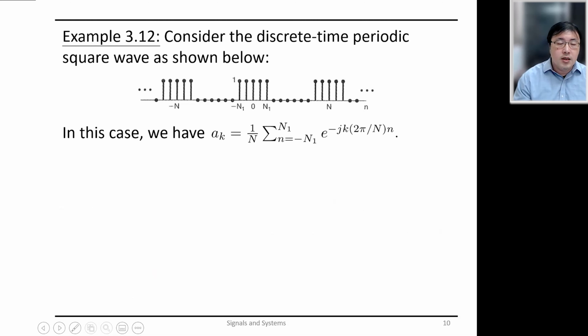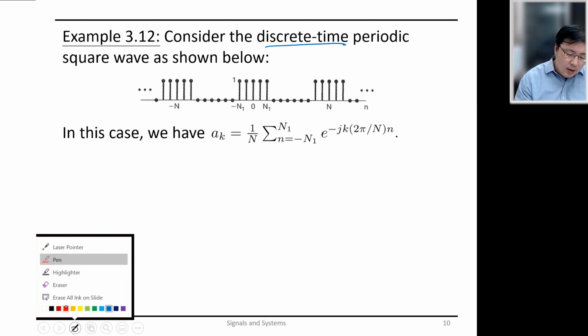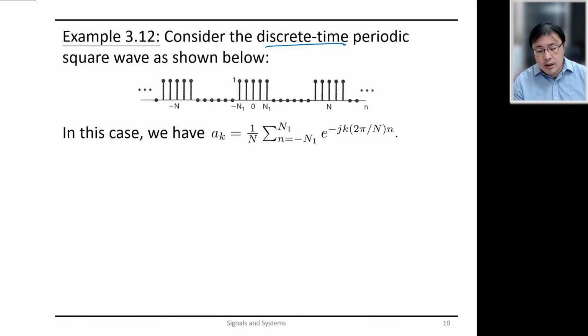Now let's move on to this very typical example of periodic square waves. We looked at this exact example in continuous time, and now we're looking at this case for discrete time. So this signal takes on the value 1 from minus n1 to n1, and 0 everywhere else. But it repeats itself every integer multiple of capital N.